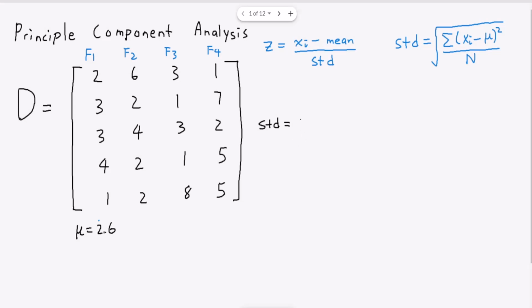Actually, I'll write that square root in later. So we're going to take each individual data point in this feature, subtract it by the mean, square it, and divide it by 5, take the square root, and call it a day. So we're going to have 2 minus 2.6 squared plus 3 minus 2.6 squared, and then we're going to do that for 3, and then 4, and then lastly, we're going to do that for 1 minus 2.6 squared, and then we divide that by 5.